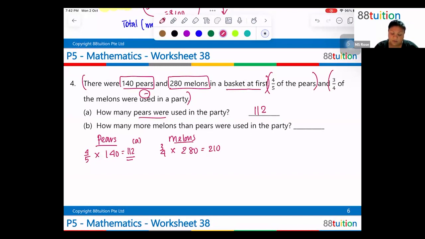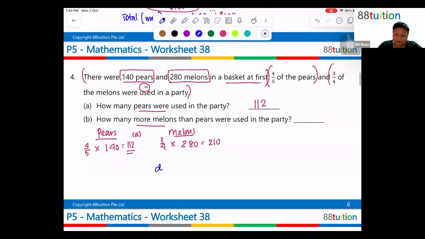So, what do I do next? 112 pears were used. 210. Thank you, Rachel. Okay, thank you, Bella. So to find how many more melons than pears were used, we find the difference, which will be 210 minus 112 to give me 98.